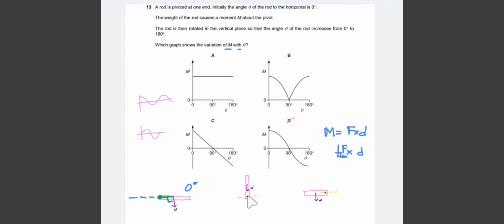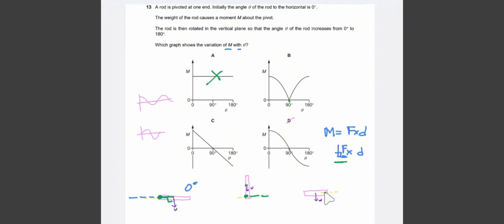Then at 90 degrees, when the rod is at 90 degrees with respect to the horizontal, the weight is acting vertically downwards. And here we can see that with respect to the pivot, the force is not perpendicular, the force is parallel. Since there is no perpendicular force, therefore the moment is 0. There is no 0 in this option. Therefore, this option is wrong.